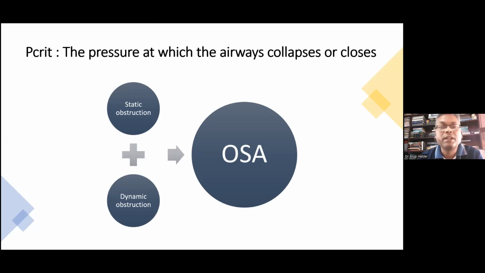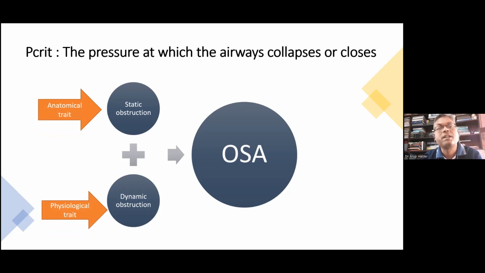So we know that in OSA, we should have an anatomical obstruction. This anatomical obstruction is known as a static obstruction, which is fixed. Either it can be a skeletal obstruction or it can be a soft tissue obstruction. But this obstruction is not everything in OSA. Actually, the dynamic obstruction or the physiological traits determined by the arousal threshold, muscle responsiveness and loop gain cause more obstruction in that already compromised airway, and that actually precipitates the obstructive respiratory event during sleep.